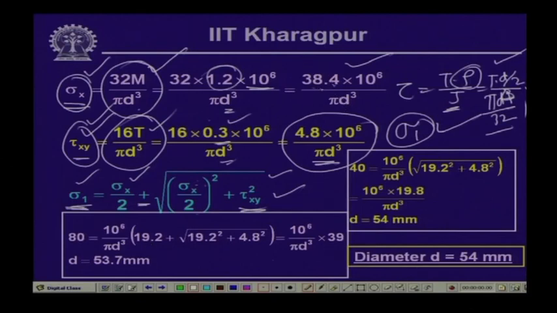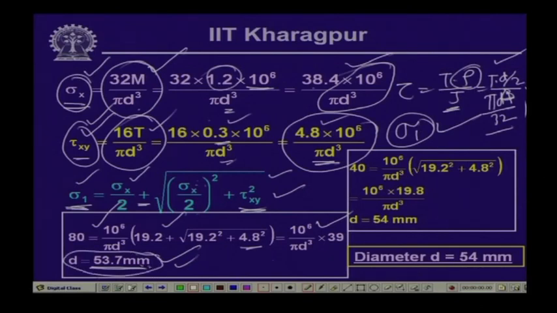Now, if we substitute the values of sigma x and tau xy in this expression, sigma x by 2 is 19.2, and this is of course 10 to the power 6 divided by pi d cube, which has been taken out, and this is root of 19.2 square plus 4.8 square, which is tau xy, and this gives us a value of d. If we compute from this expression, we get 53.7 millimeter. Now, this is the value of the diameter of the shaft which corresponds to the maximum tensile stress sigma 1 equal to 80 megapascal.